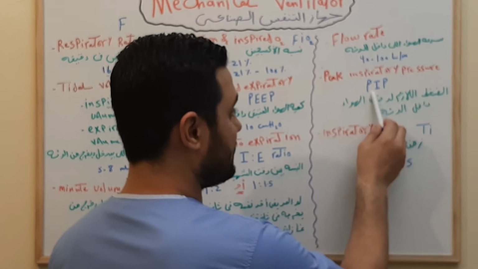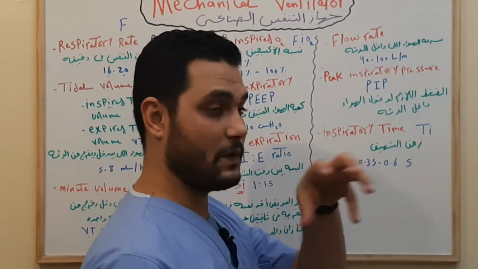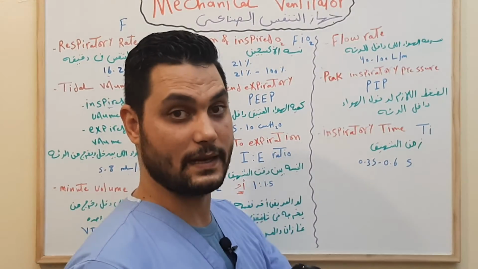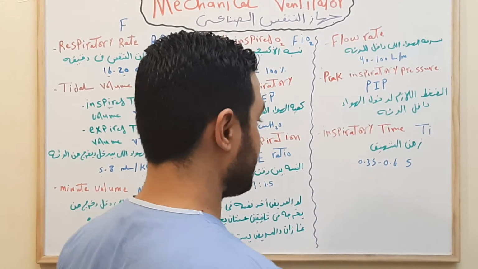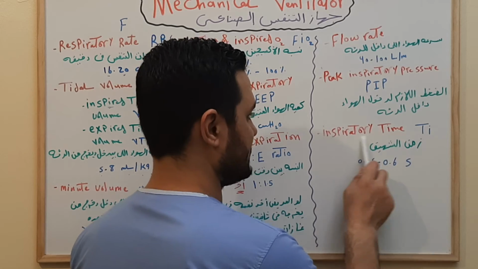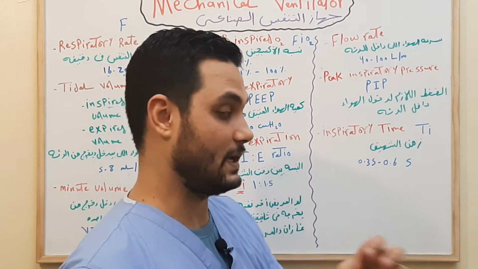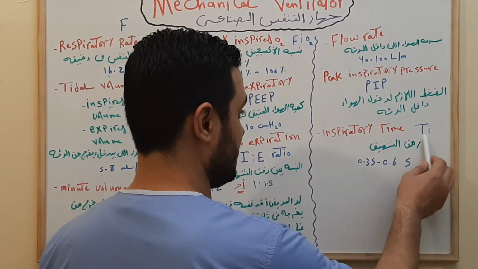After that, PIP, this is peak inspiratory pressure. This is the pressure which pushes the air inside the lung. After that, TI, this is inspiratory time. This is the time taken for inspiration. This is TI.